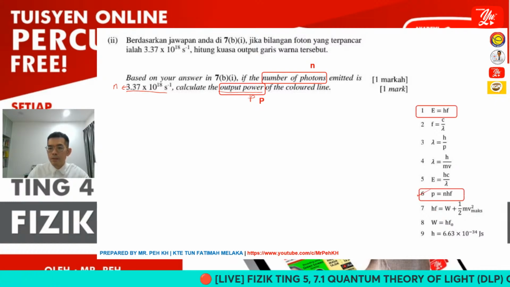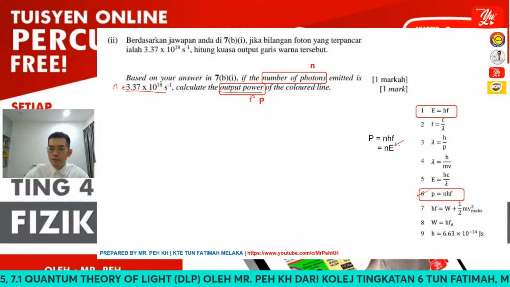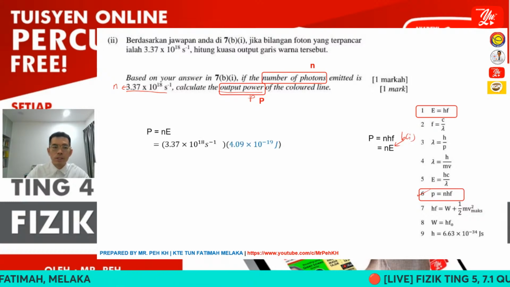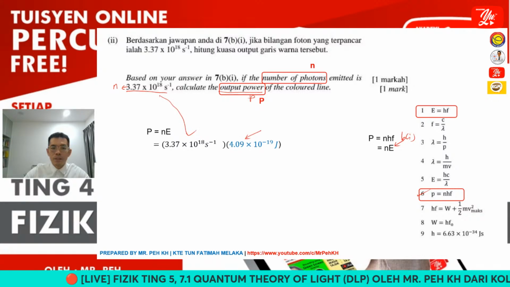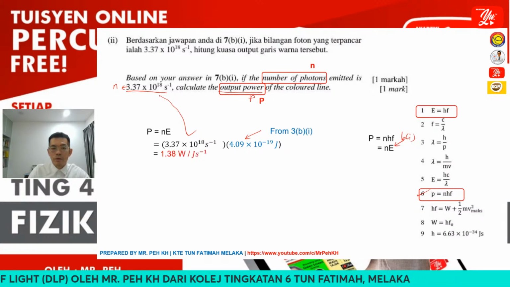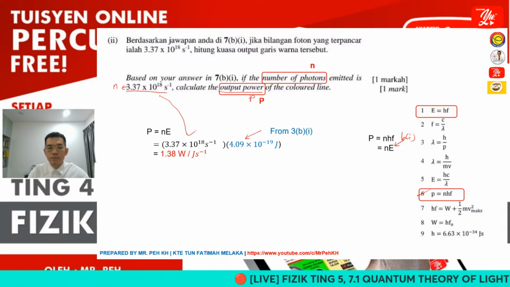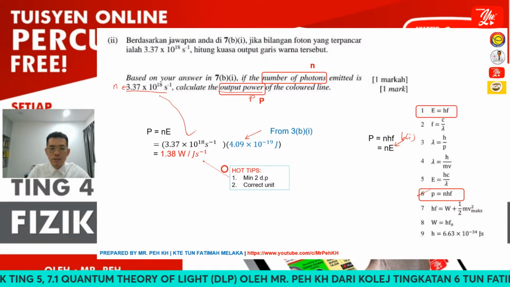equation 6. Equation 6. Okay, so here E equal to hf, you already got through in question 7B. From 7B, you already get the answer. So here we're using P equal to NE. N is given by the question, and then E is obtained from 7B. Again, just press your calculator. So you get the answer 1.38 watt, or you can use the symbol joule per second to represent watt. Again, the answer must be minimum 2 decimal places with correct unit.